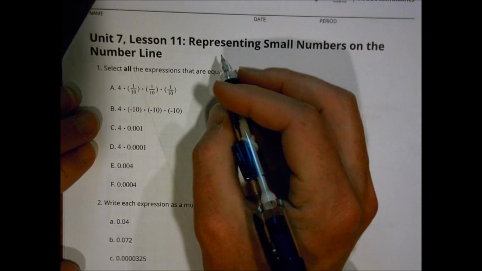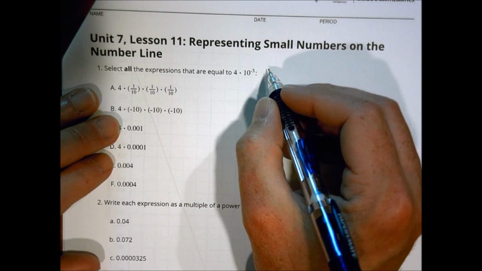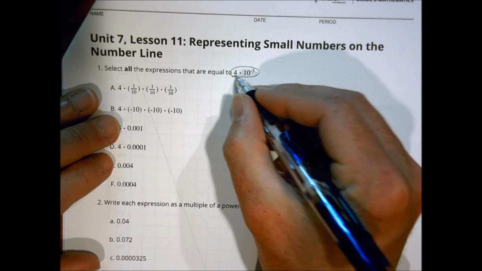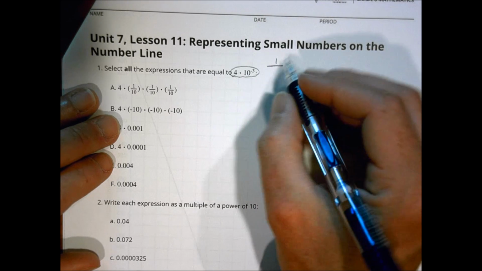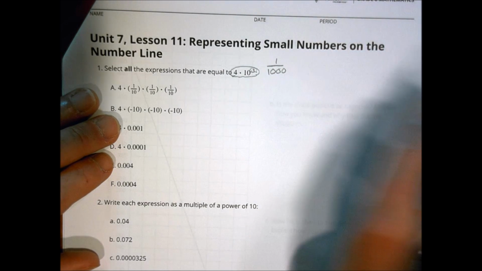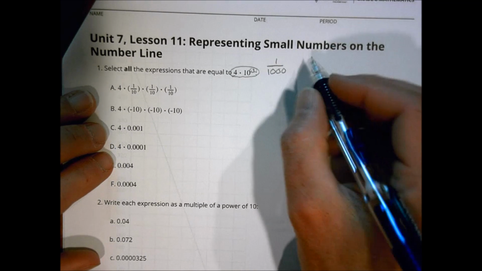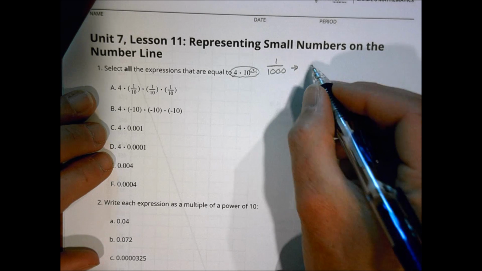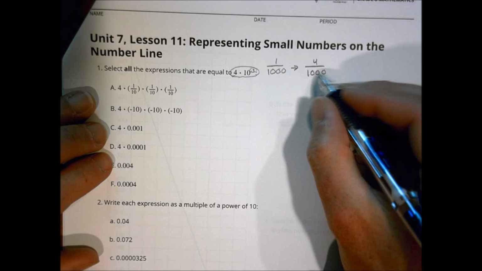All right, select all the expressions that are equal to 4 times 10 to the negative third power. Well, let's take a look at what this number actually is to start with. 10 to the negative third power is going to be 1 over 1 with 3 zeros: 1, 2, 3. And because we're talking about a 4, you end up with 4 of those. So we end up with 4 over 1,000. As a decimal, this is going to be 4 thousandths.